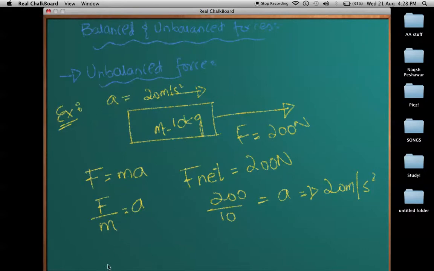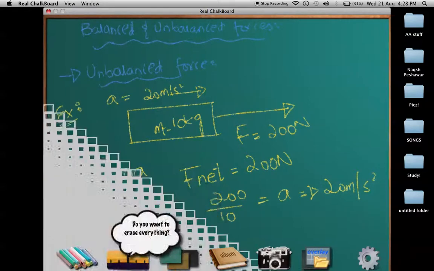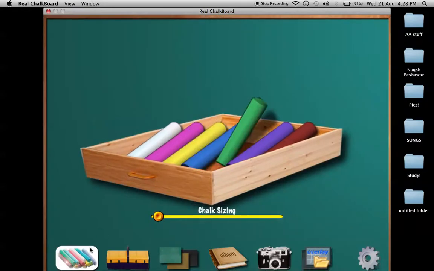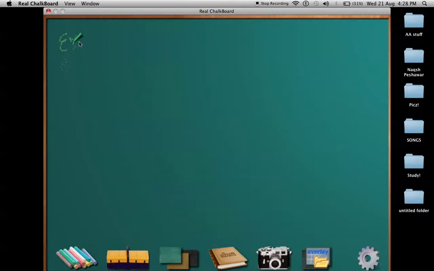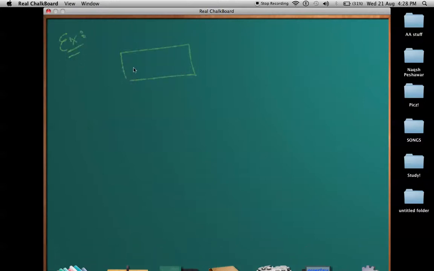Let's take one more example of an unbalanced force. Let's see. If we have a mass here of 20 kilograms, and we have a force in this direction which is 20 newtons, and in this direction which is 10 newtons. Let's see the net force.